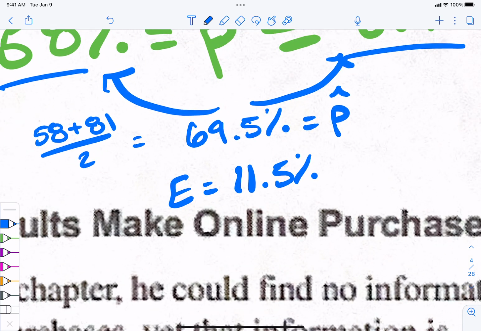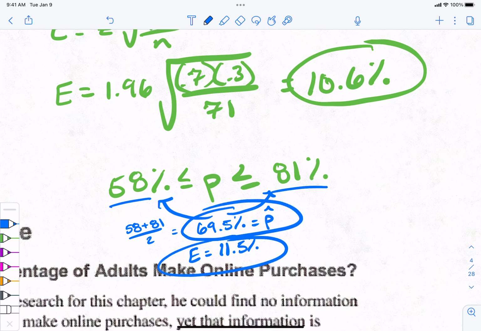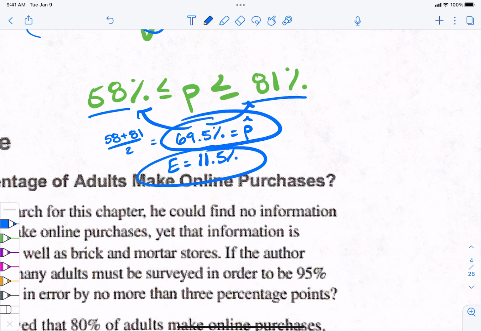So we must have calculated our error wrong or something. I don't know. 11.5% is what they got for an error and a P hat of 69 and a half. We didn't have to do this calculation for error up here. Just use the confidence interval to find the middle and the error on either side, yeah?